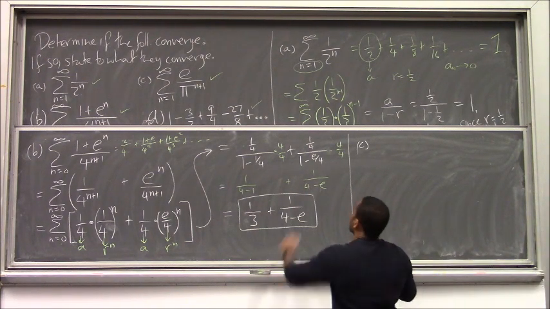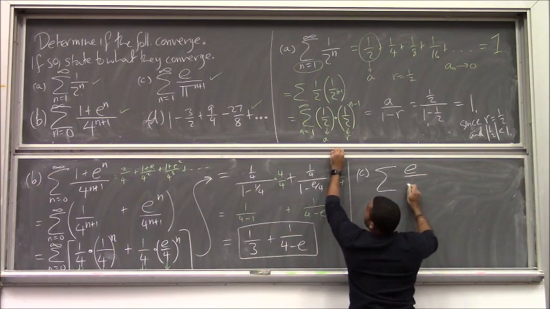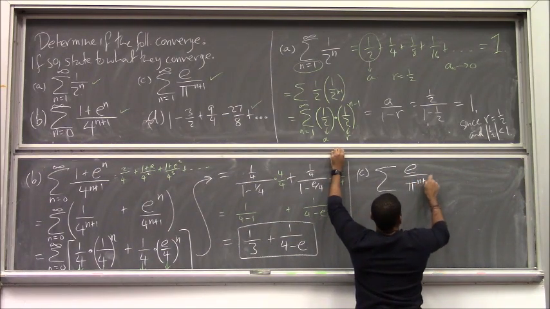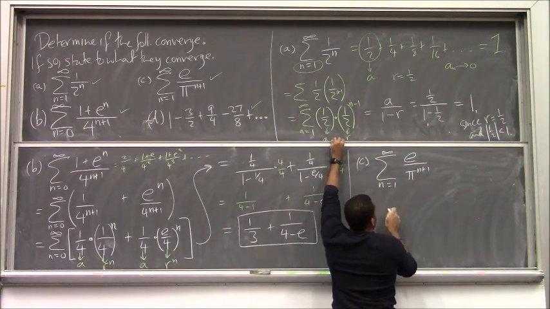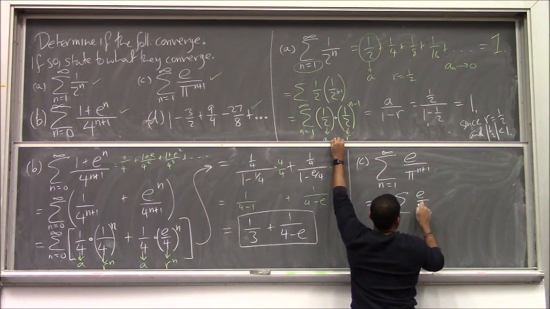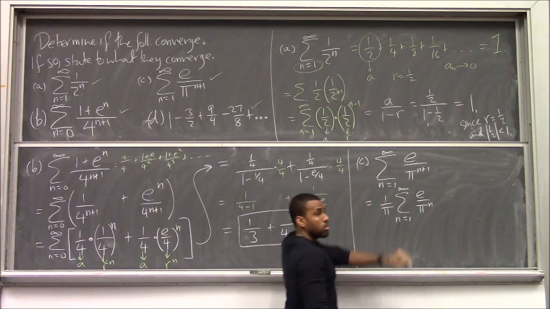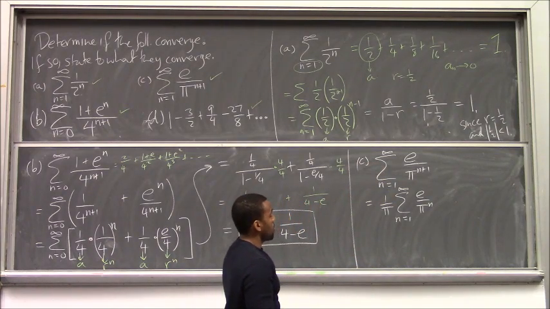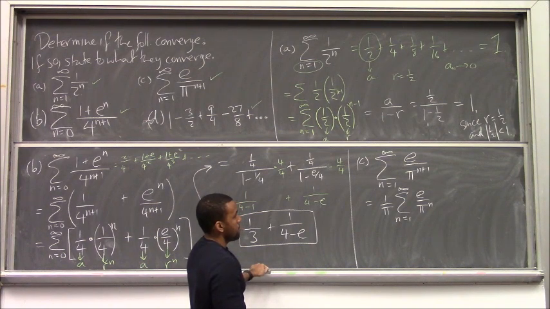So I tried to make it into the form of a times r to the n. So I took out 1 over pi. So you factor out 1 over pi. Yeah, and then we multiply that by the e. From there, could you make that e over pi to the n like you did for the first one? Or no? No, you can't.